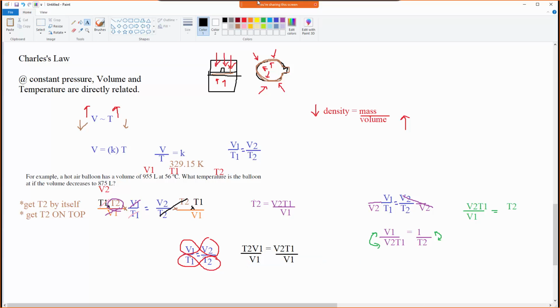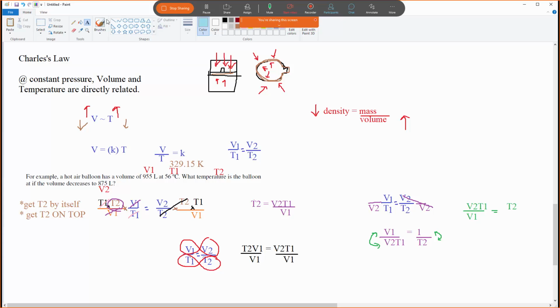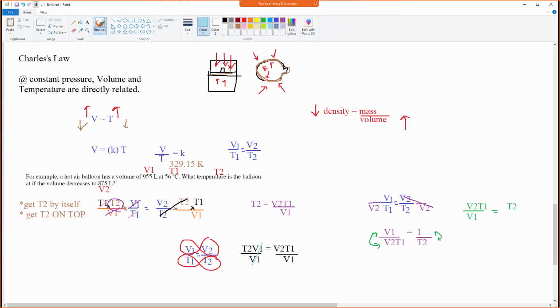V1. Oops. If you do that, your V1s will cancel, and you're left with T2 is equal to V2T1 over V1.